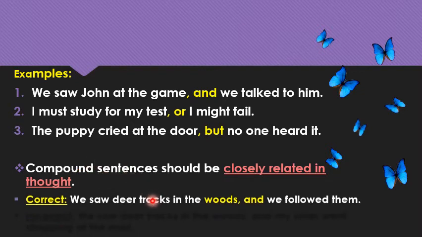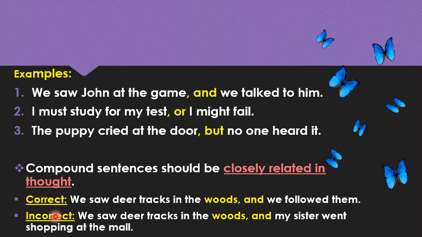Now look here, I'm going to give you an example for that. We saw deer tracks in the woods and we followed them. So here, this is a full compound sentence. We have two sentences joined together by comma and a conjunction. And both of these sentences are related, like they both share the same thought, okay? They both express only one thought. So this is correct. This is a correct compound sentence.